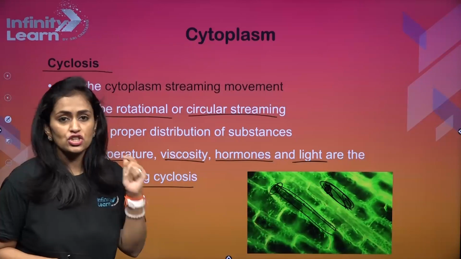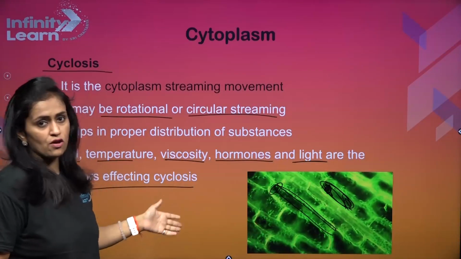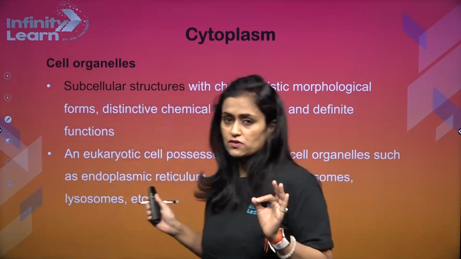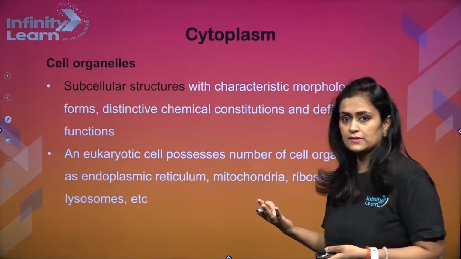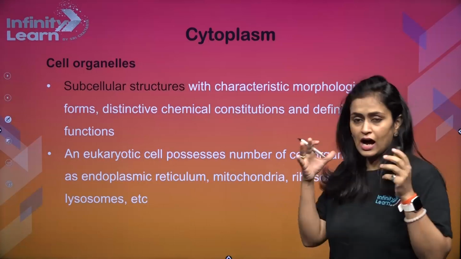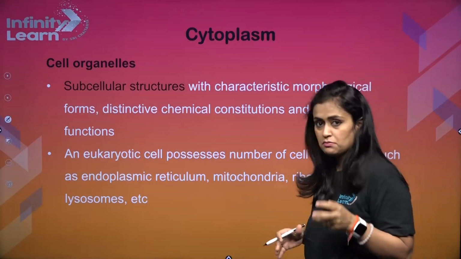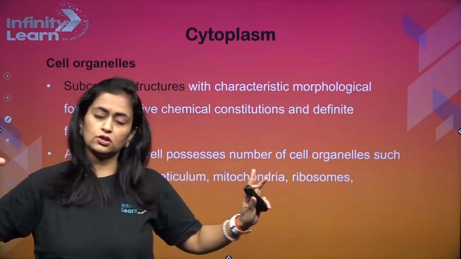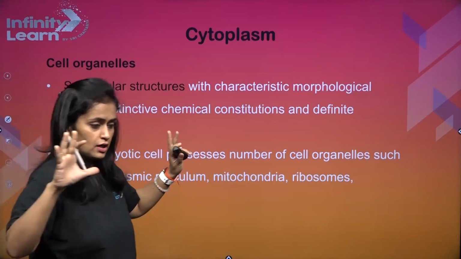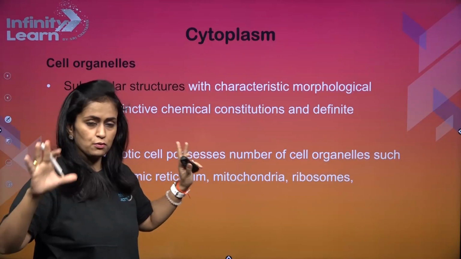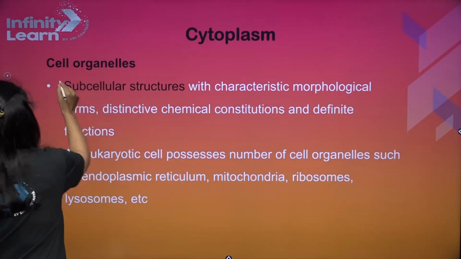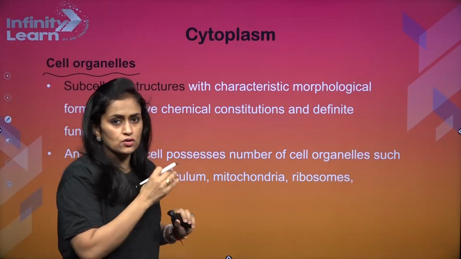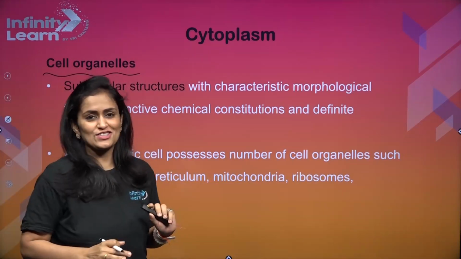Viscosity, pH, temperature, light, all of these are the factors that can change the cyclosis rate, the movement of the cytoplasmic material matrix. Now, as we spoke, we can divide the things present in the cytoplasm into two major groups. One is the organelles, which are called the cell organelles, little organ-like structures.